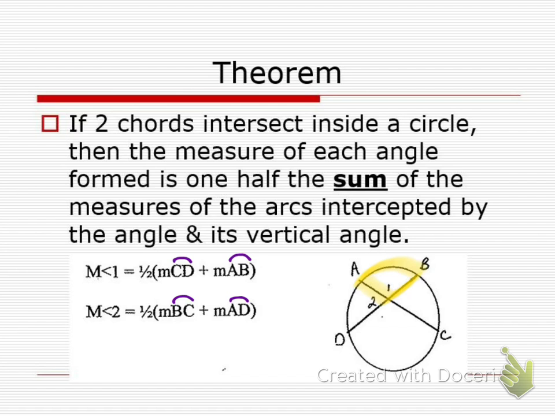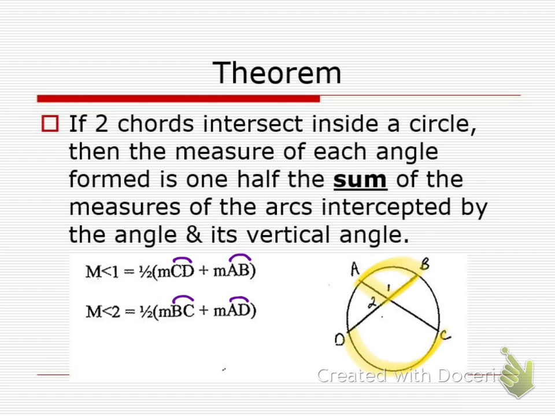And then also the arc intercepted by the angle and its vertical angle. So really what that means is the arc on the complete opposite side of the circle from it. So in this case, that would be the arc CD or DC. So those are the two arcs that we're interested in if we're focusing on angle 1. So we add those together and take 1/2 of it. To take 1/2 of something, we can either multiply it by 1/2 or divide it by 2. So we'd add those two arcs together, divide by 2.